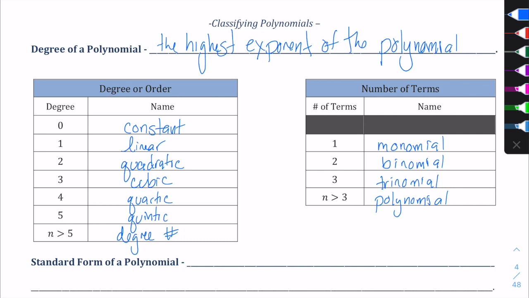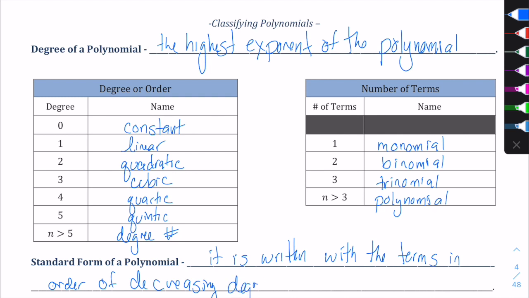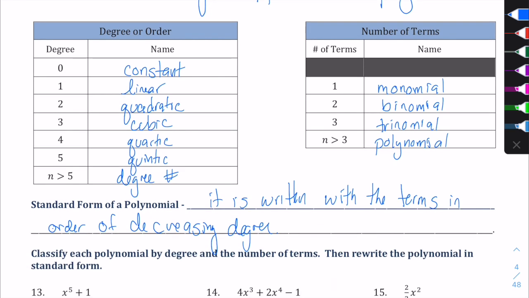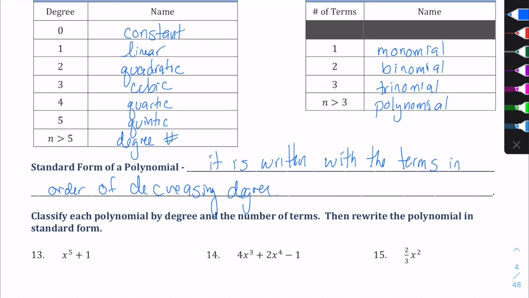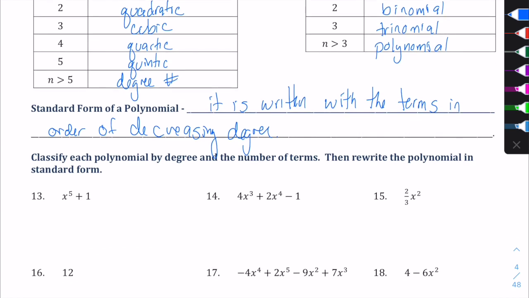Okay. There is such a thing as standard form of a polynomial. For a polynomial to be in standard form, it is written with the terms in order of decreasing degree. So let's go ahead. We're going to classify some, and we're going to write them in standard form if they're not already. All right, so we look at number 13.